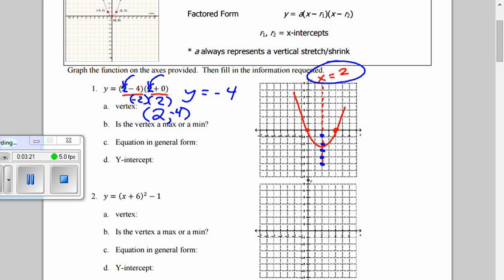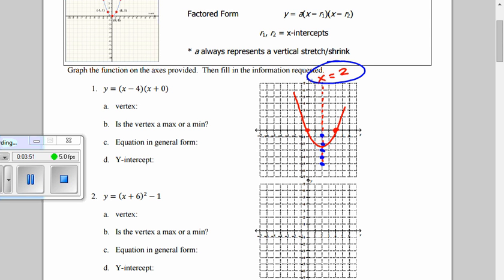Just looking at it, I should hope that you could tell if that's a low spot or a high spot on the parabola, and therefore, is it a min or a max? All right, good. Moving on, the equation in general form. Generally, you just need to multiply it out. So go ahead. You know how to FOIL things out. FOIL that thing out, and you'll know the general form for it.